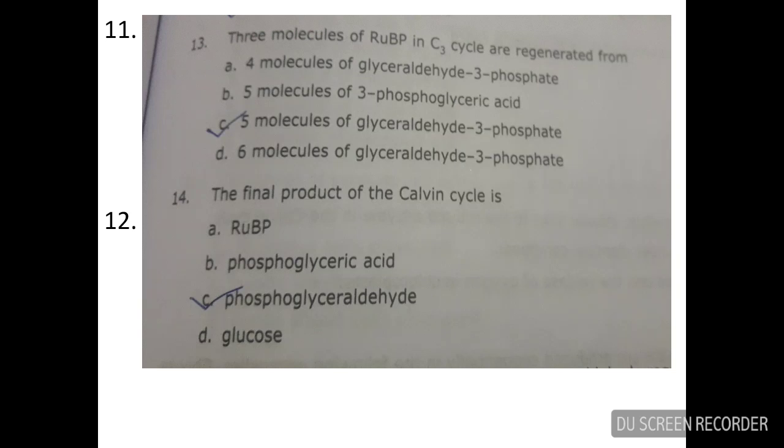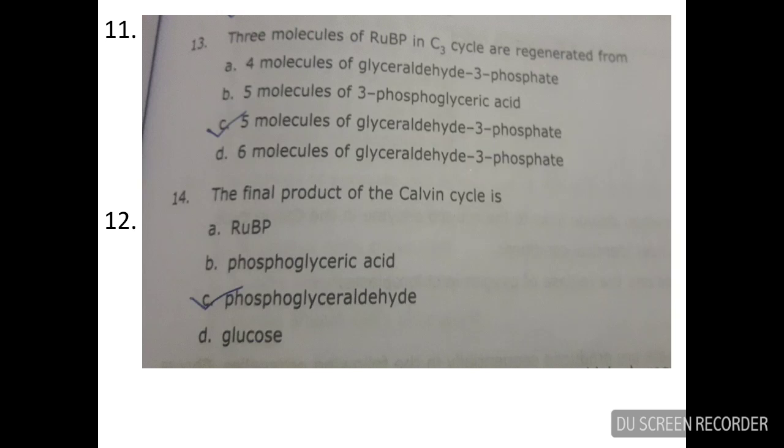Question number 11. 3 molecules of RuBP in C3 cycle are regenerated from. 4 molecules of glyceraldehyde 3-phosphate? No. 5 molecules of 3-phosphoglyceric acid? Or 5 molecules of glyceraldehyde 3-phosphate? Yes, so the answer will be option C, 5 molecules of glyceraldehyde 3-phosphate.